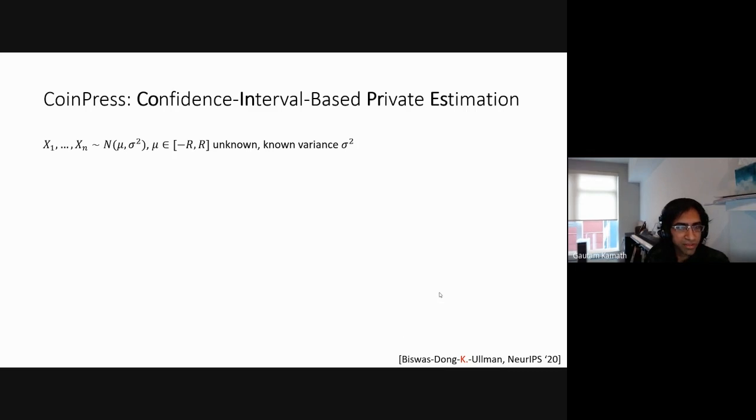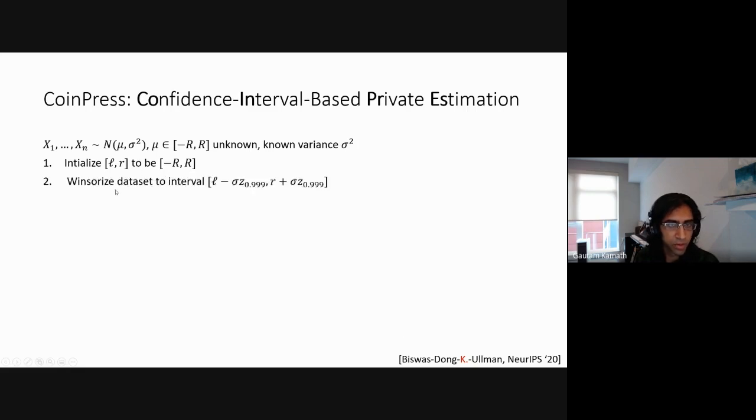So the setting is we have some data set where the mean is within some range, and we have known variance sigma squared. I'll describe it to you in one iteration, and then we'll just iterate that procedure. We initialize our confidence interval to be minus r to r, some interval where we know pretty much for sure that the parameter lies. We're going to Winsorize, or clip, our data set to the interval L minus sigma. This looks a bit weird, but essentially you Winsorize it so that 99.9% of your data is going to lie within this interval. We know, for example, that the mean is within L comma R.